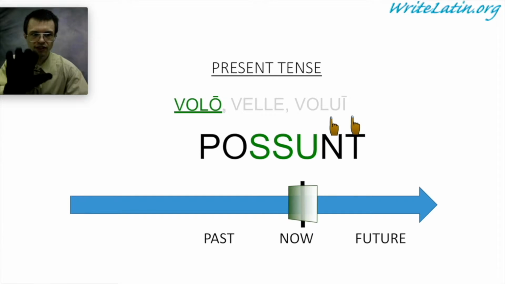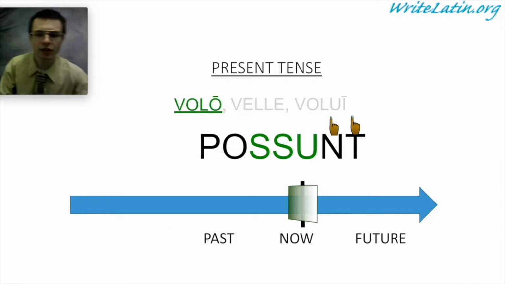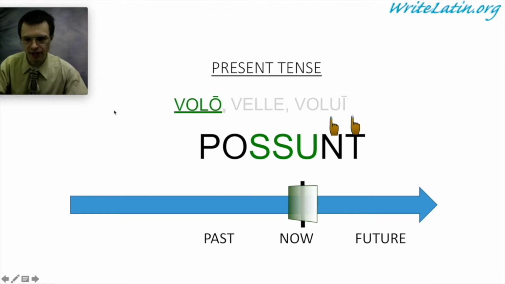Possum, potes, potest, possumus, potestis, possunt. Okay, so you're going to need to know these two irregular verbs like the back of your hand. Like possunt volo, they are able to want. We're going to put infinitives right in front of this possum word. Like agere, to do. Possunt agere, they are able to do it, or they can do it.